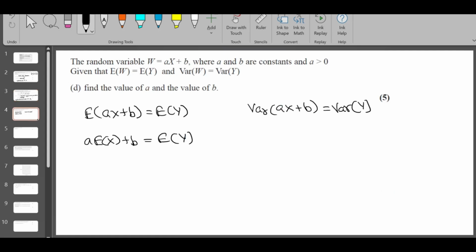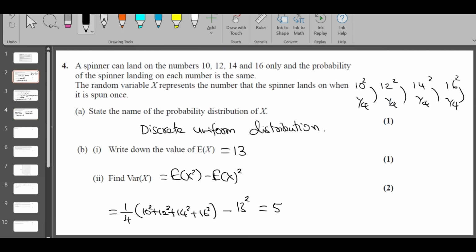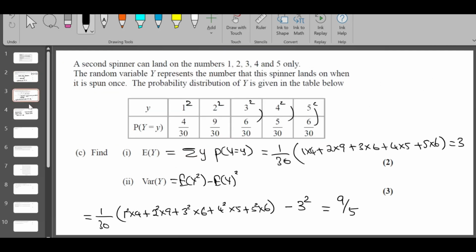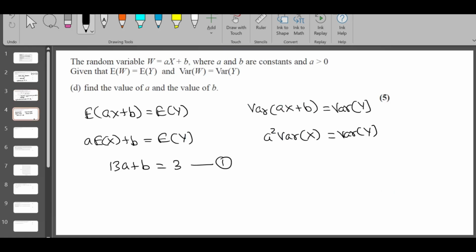13A plus B is equal to 3, equation 1. Here the formula is A squared variance of X is variance of Y. So variance of X is 5. Variance of Y is 9 over 5. So 5A squared is equal to 9 over 5. A squared is 9 over 25. A should be the positive square root of 9 over 25, which is 3 over 5.